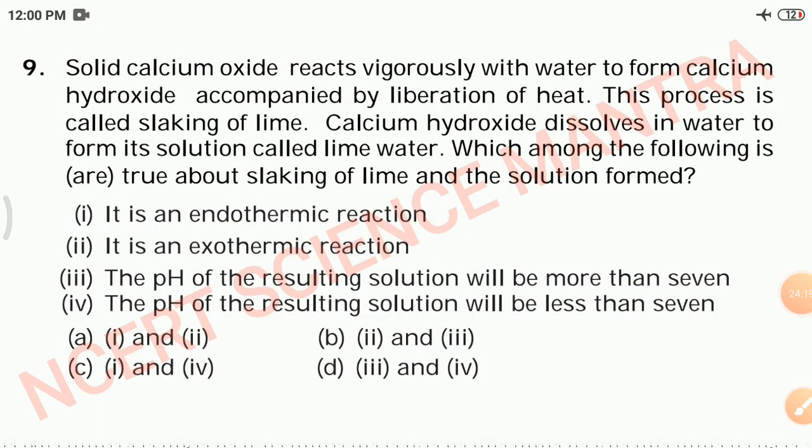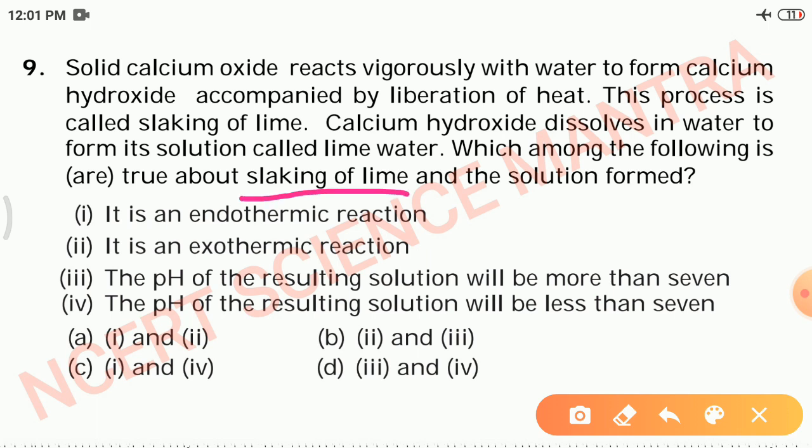Question number 9 is, solid calcium oxide reacts vigorously with water to form calcium hydroxide by liberation of heat. This process is called slaking of lime. Calcium hydroxide dissolves in water to form its solution called lime water. Which among the following is or are true about slaking of lime and the solution formed? Before going to the statements, first we will discuss about the slaking of lime reaction.